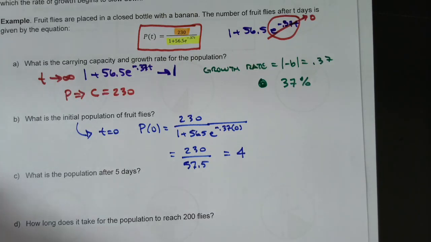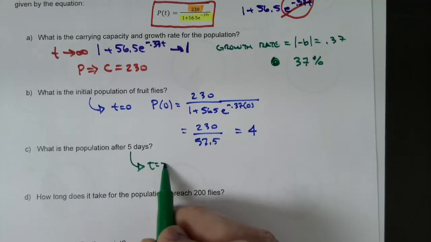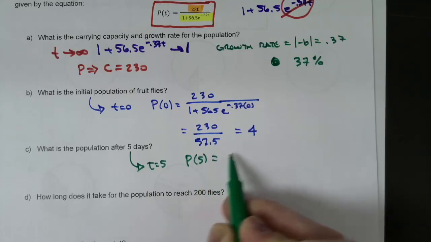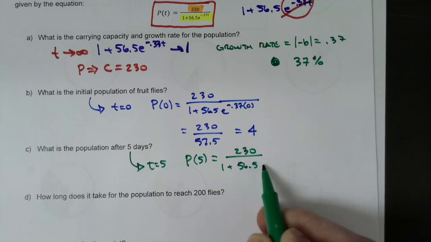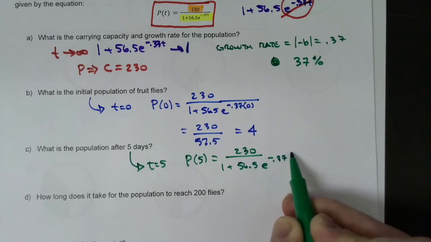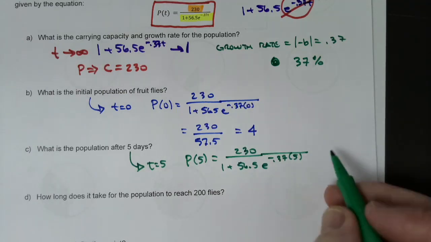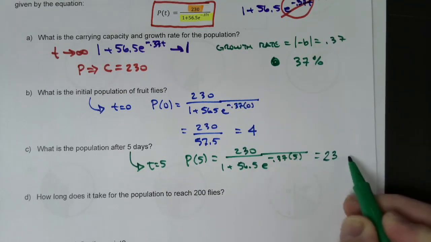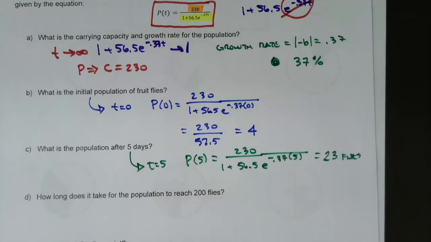Next, it says, let's find the population after 5 days. In other words, let's let t equal 5. P of 5 will equal 230 over 1 plus 56.5 e to the negative 0.37 times 5. If we put that in our calculator, we'll get about 23 flies. So in 5 days, we went from 4 to 23. How long will it take to reach 200?